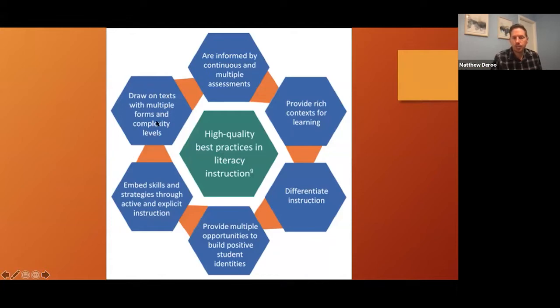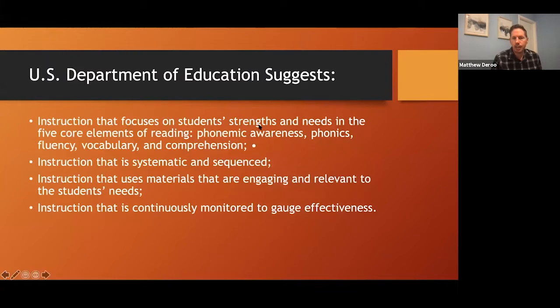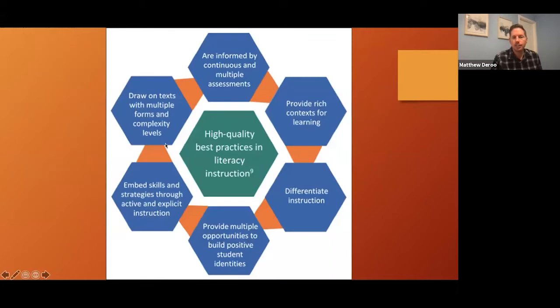This one would suggest that there are multiple forms of texts at multiple levels. So, if we think about Vygotsky and his sociocultural theory and the idea of the zone of proximal development, the ZPD, this idea of drawing on text with multiple forms and complexity of levels would suggest a ZPD approach to helping students to grow in their levels. And then embedded skills and strategies through active and explicit instruction, again, would align with this embeddedness of the phonemic awareness or phonics or fluency or vocabulary and comprehension. Collectively, these skills are targeted through the instruction.